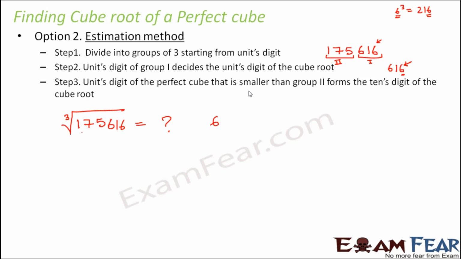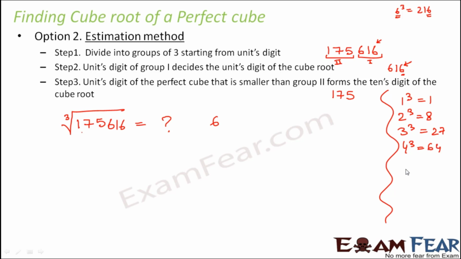Now in step number 3, the units digit of the perfect cube that is smaller than group 2 forms the tens digit of the cube root. So now we will focus on group 2, which is 175. Now here we have to find out a perfect cube which is less than or equal to 175. So let us look at the first few perfect cubes. 1 cube is 1, 2 cube is 8, 3 cube is 27, 4 cube is 64, 5 cube is 125, 6 cube is 216. So 216 is greater than 175, so it will not do. So what is that value which is less than 175? That is 125.